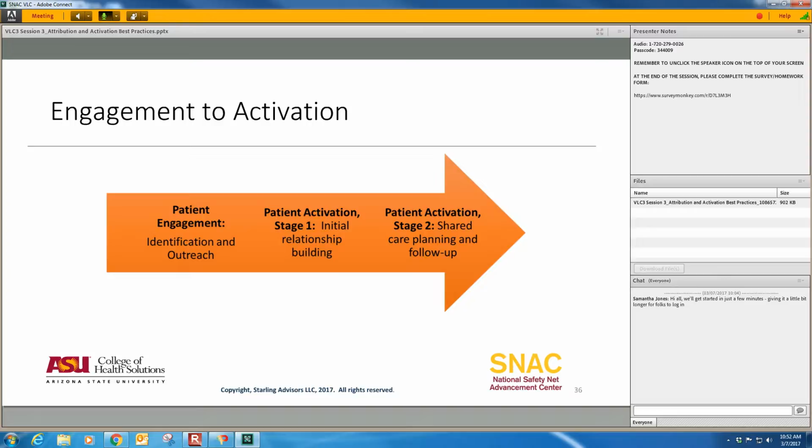And so it's a spectrum, and these terms get thrown out as similar, but we wanted to pull out the nuance of what the difference is and how patient engagement leads to patient activation, rather than just conflate the two.